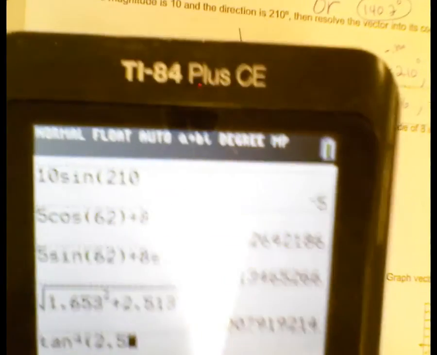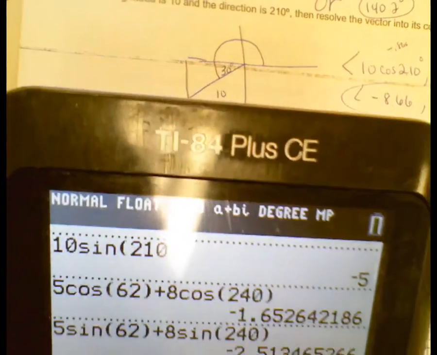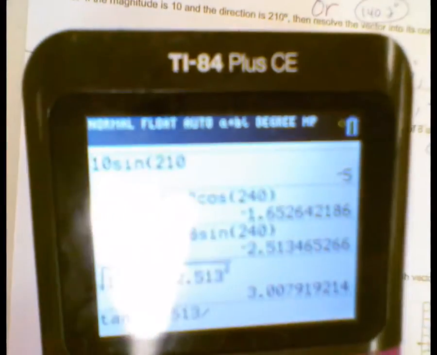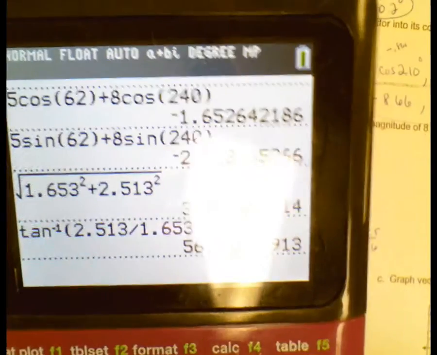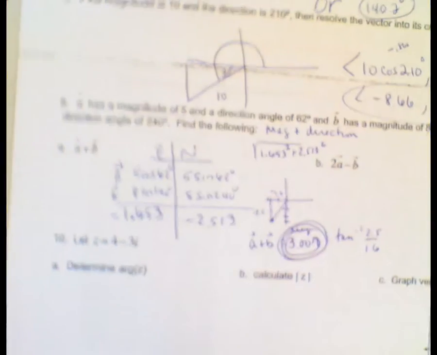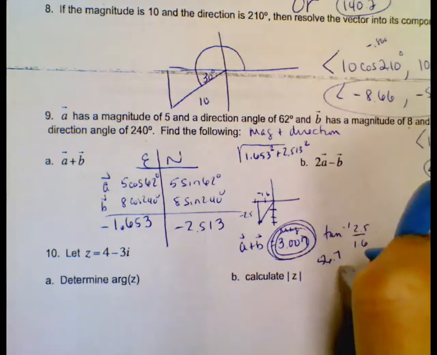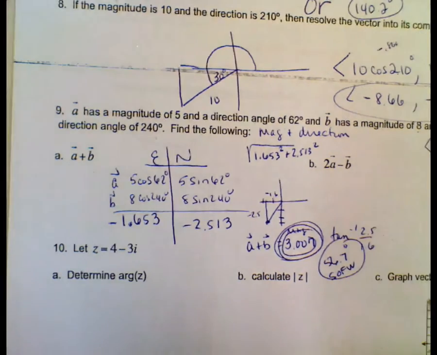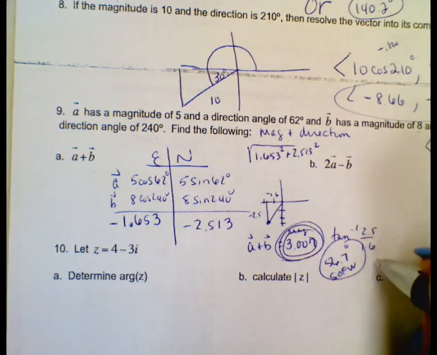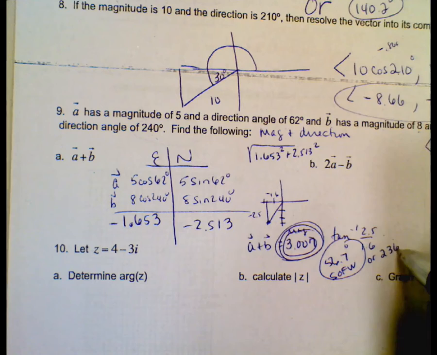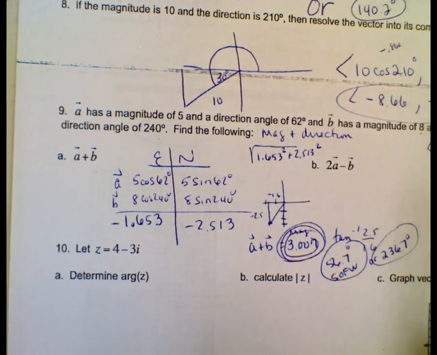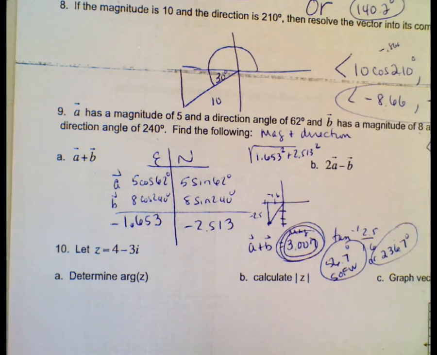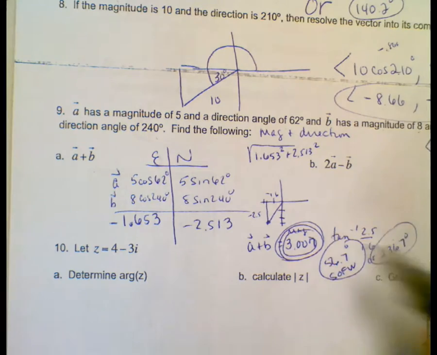So 2.5. Again, notice I'm not typing in the negative. You know what? Let me put on all my decimals. 2.513 divided by 1.653. So it's 56.7 degrees. And that's going into the third quadrant, so it'd be south of west. Which, if you add that on to 180, it could be 236.7 degrees. The answer's in the back. That's pretty close. The book has 0.4, I have 0.7.